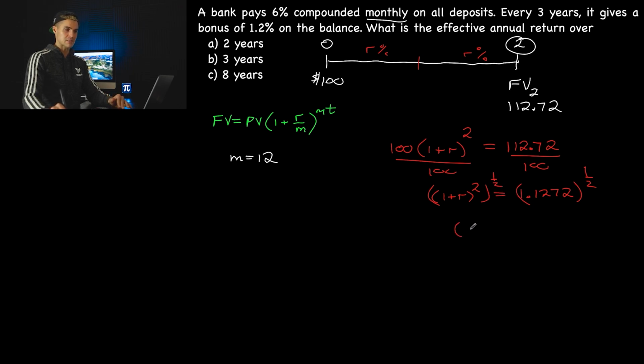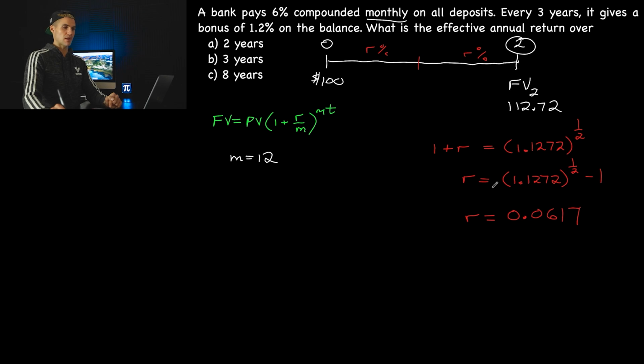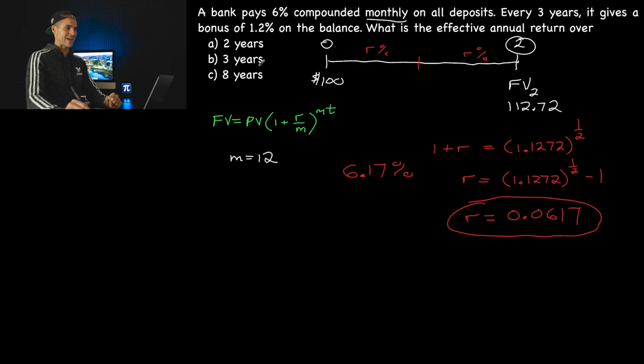So over here, notice the 2's cancel out. So we're just left with the 1 plus r. And we brought that exponent over like that. And so then when you do the algebra here, you bring the 1 over, solve for r, you'd end up getting 0.0617 or 6.17%, right? So that's the answer for part A.